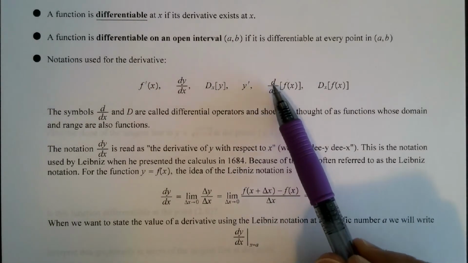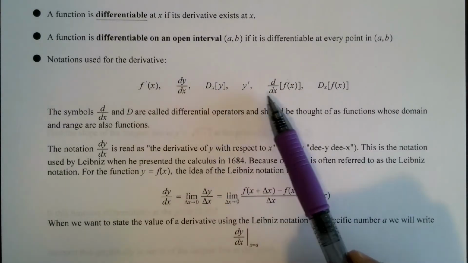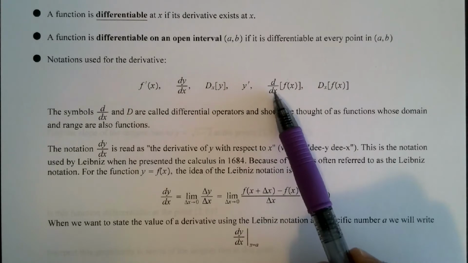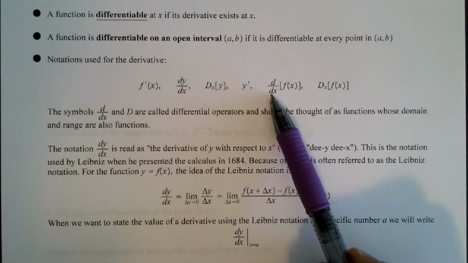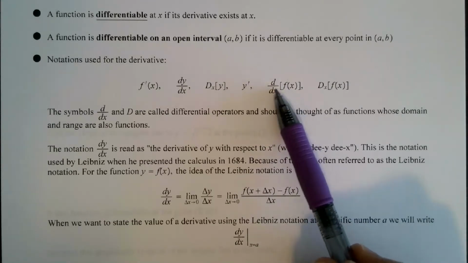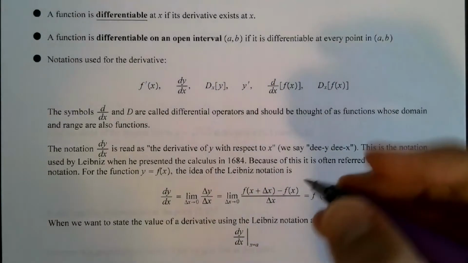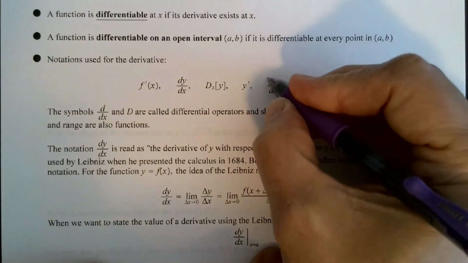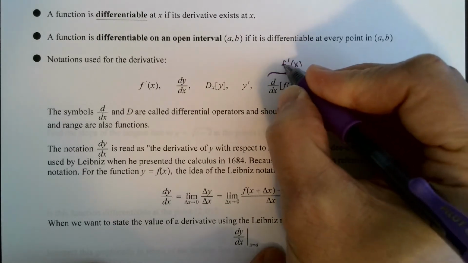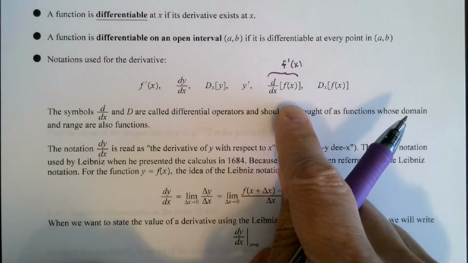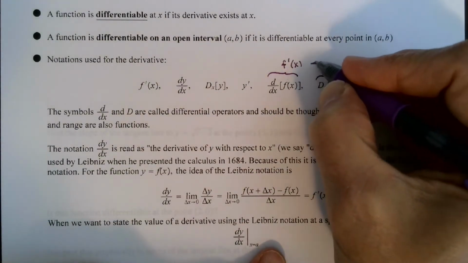Let me jump over here. The d over dx and the big D with a subscript x, these are called differential operators. And what they say is, take the derivative with respect to x, and then in parentheses what function they're talking about. So here the derivative with respect to x of f of x would be also f prime of x. Both of these notations are valid notations. Same thing here. The derivative with respect to x of f of x is f prime of x.